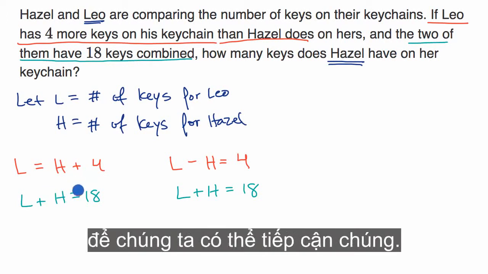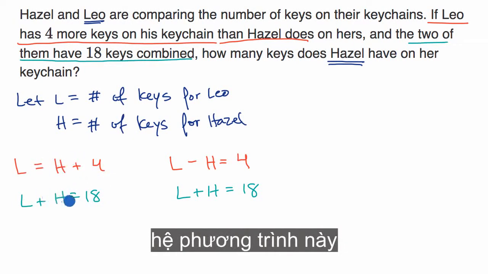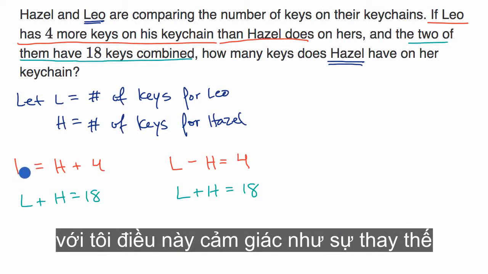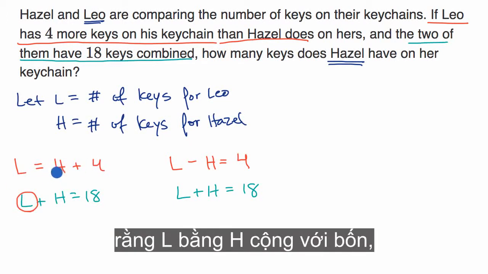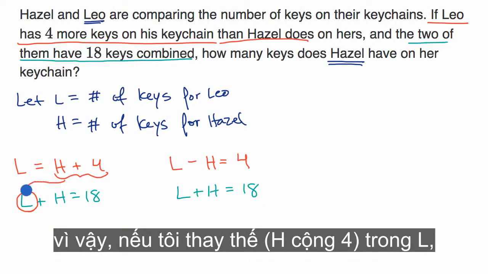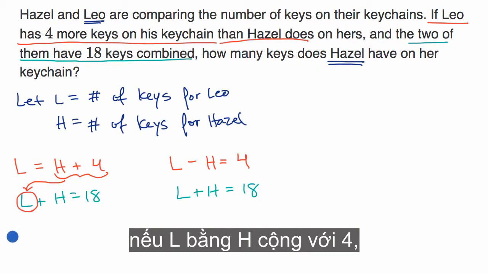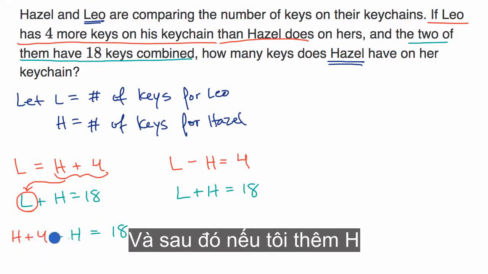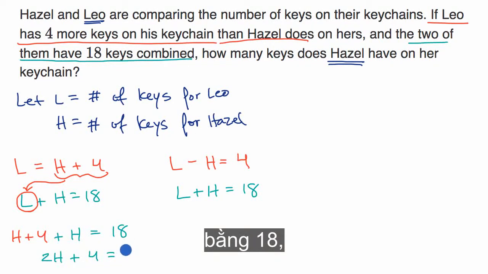And there's two ways that we could go about approaching them. When I look at this system of equations right over here on the left, where I've already solved for L, to me, this feels like substitution might be really valuable. Because I have an L here, and we know that L is equal to H plus 4. So if I substitute H plus 4 in for L, then I have one equation with one unknown. If L is equal to H plus 4, I get H plus 4 plus H is equal to 18. And then if I add the H's, I get 2H plus 4 is equal to 18.